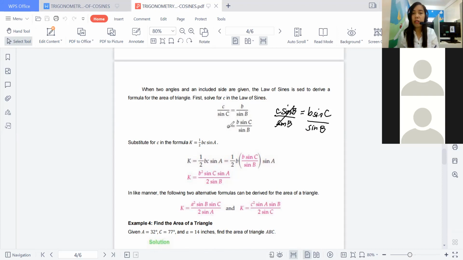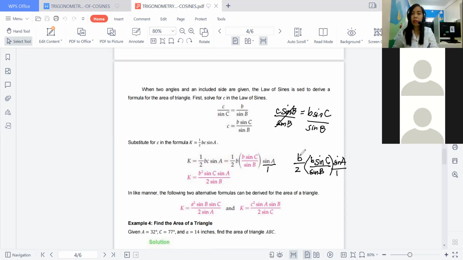We substitute the value of C. So 1/2 B, and the value of C is this one, B sine C over sine B, and then multiply by sine A. And then when we simplify it, 1 times B sine C times sine A, lahat sila nasa taas. Kasi ito, di ba, ay over 1 naman to. At ito ay parang B over 2 times B sine C over sine B times sine A.